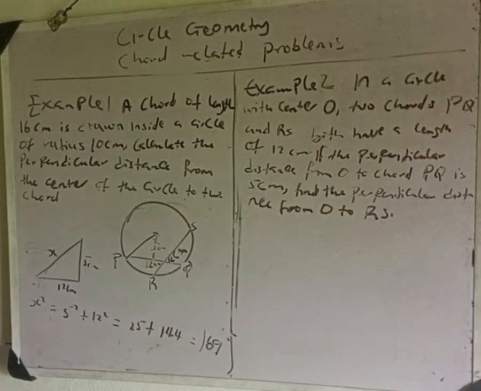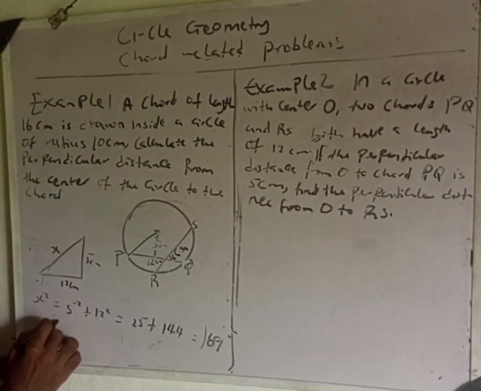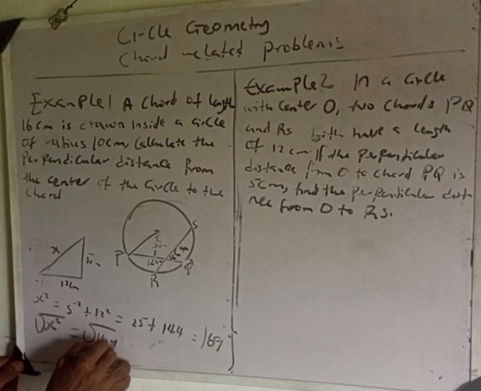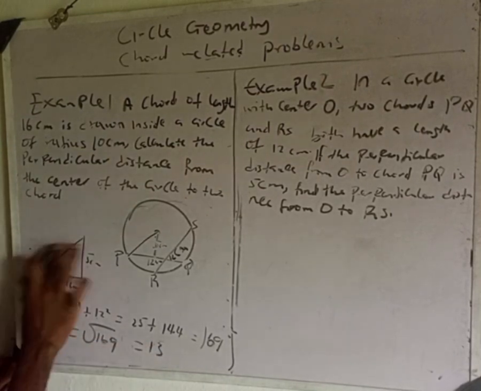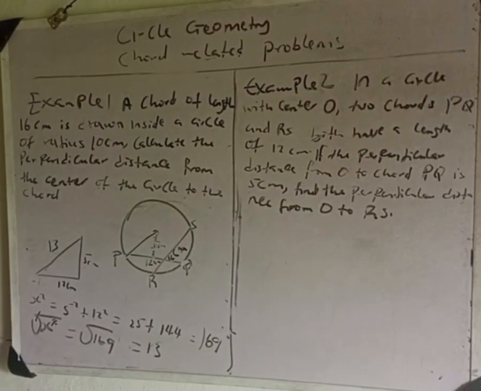So to find the square root, definitely. Is that okay? I have that the square root of x squared is equal to the square root of 169. So this will cancel this, and I'll have 13. It means that my x is 13. Now, what I want to show you now is this.